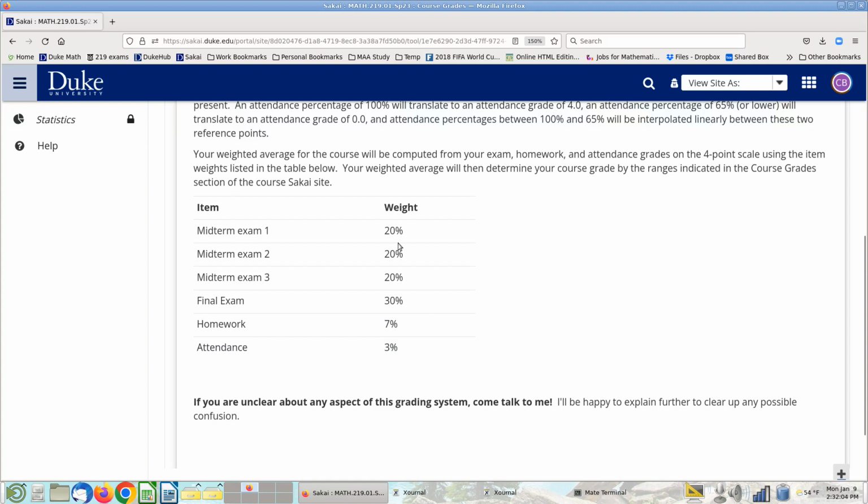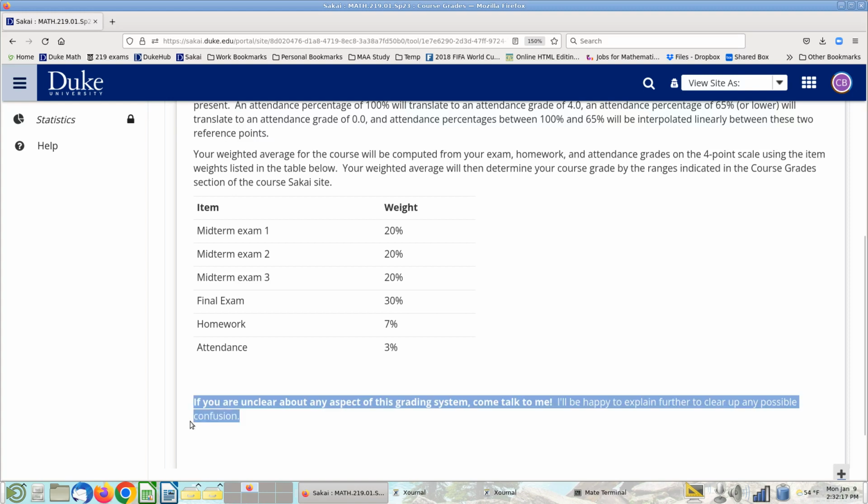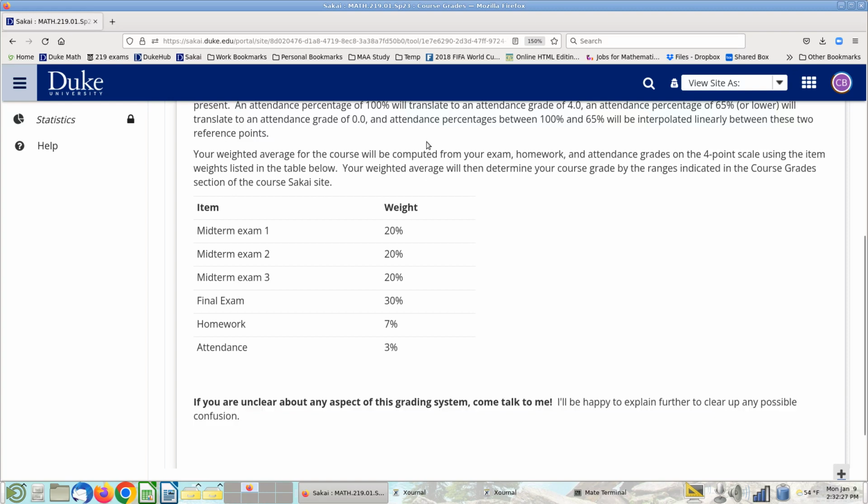Okay, so these are all of the weights that we'll be using, and again, the weighted average falls into one of those bins, and that determines grades. So again, just to be clear, if you have any confusion about how grades work, just come talk to me. No problem. You can grab me after class. You can come to office hours. We'll pound it all out. Okay.